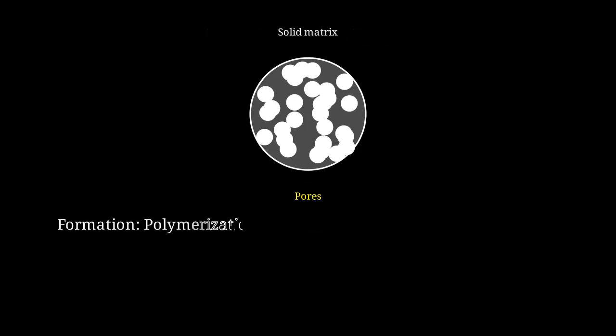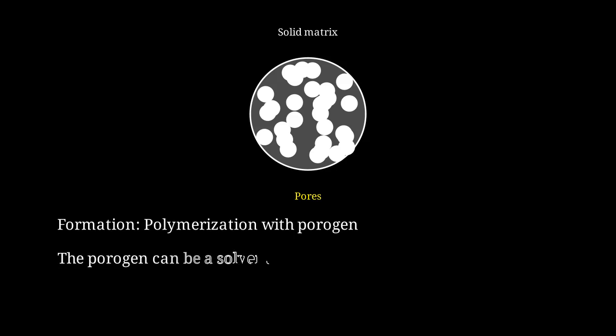We create porous beads by performing polymerization inside droplets in the presence of a porogen, a pore-forming agent. The porogen can be a good solvent for monomers, but a poor solvent for the polymer, causing phase separation. Or it can be sacrificial particles that are later removed.